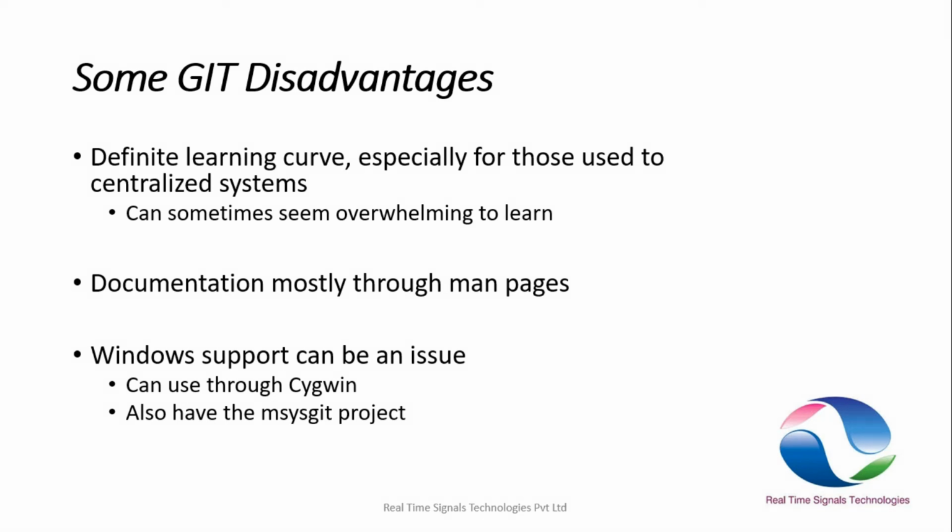Git disadvantages. 1. Definite learning curve, especially for those used to centralized systems. Can sometimes seem overwhelming to learn. 2. Documentation is mostly through man pages. 3. Windows support can be an issue. Can use it through Cygwin. Also have the Git for Windows project.